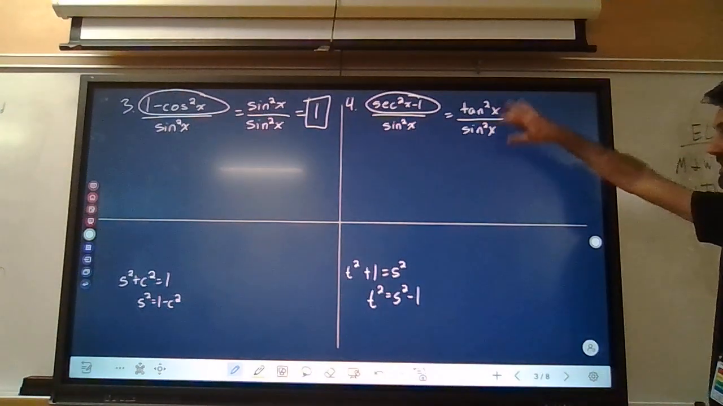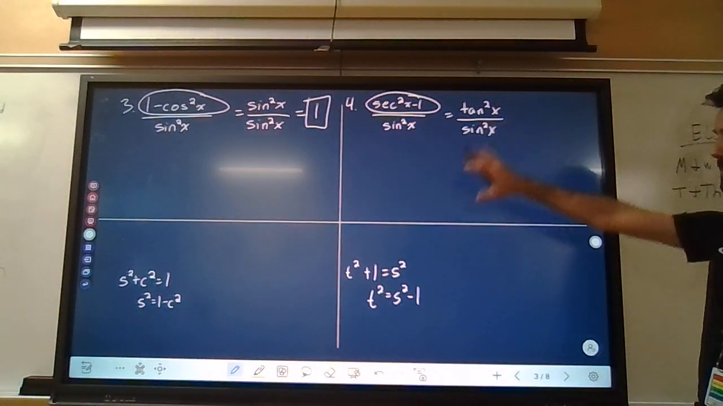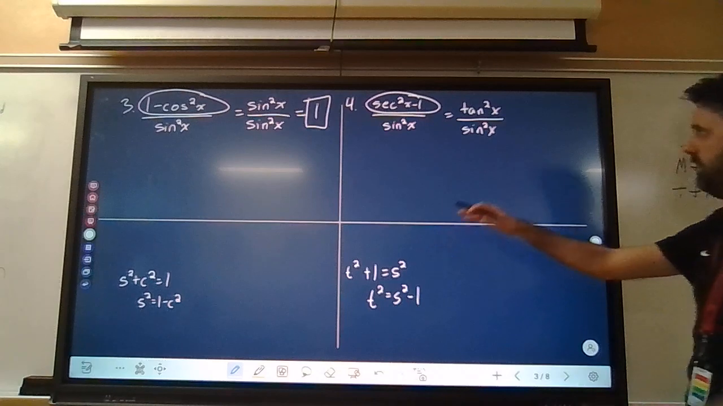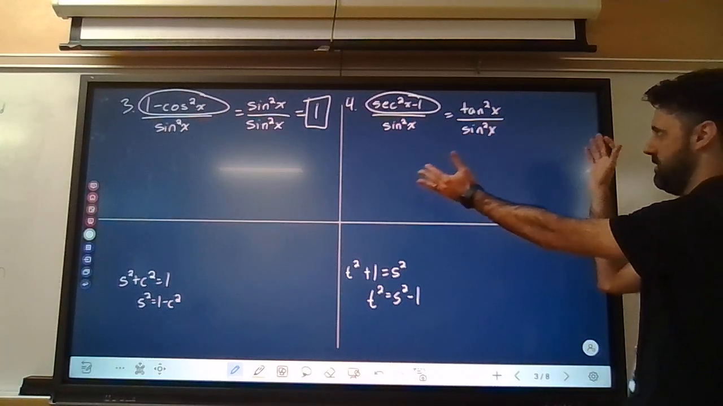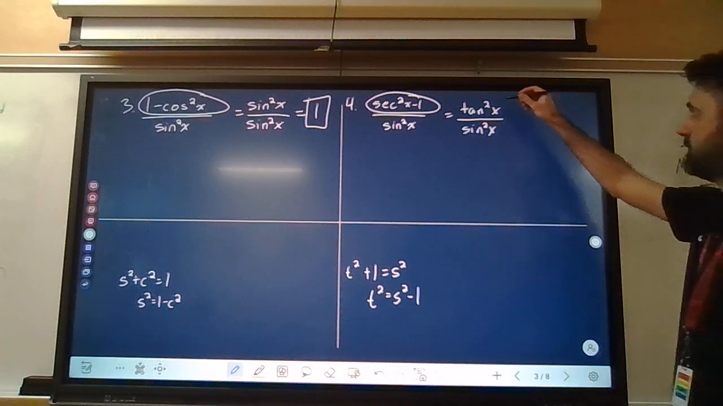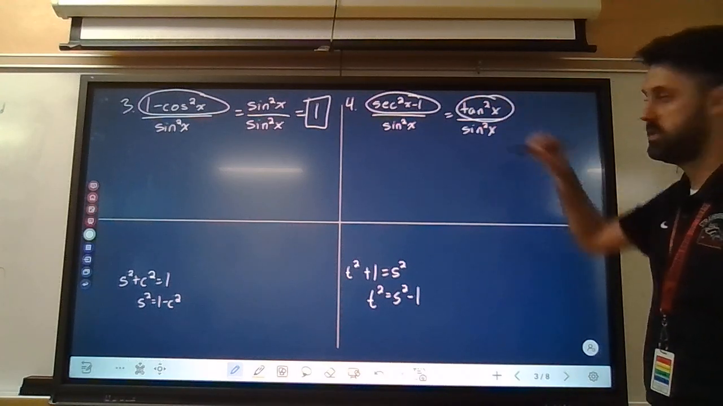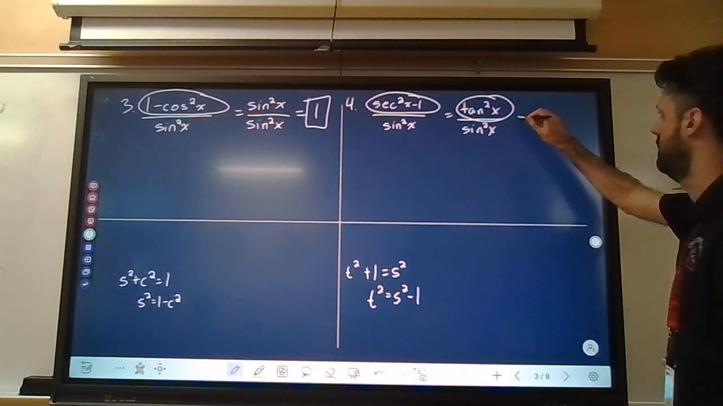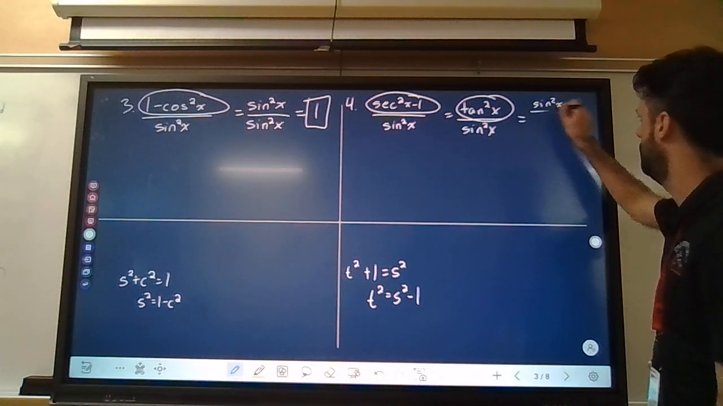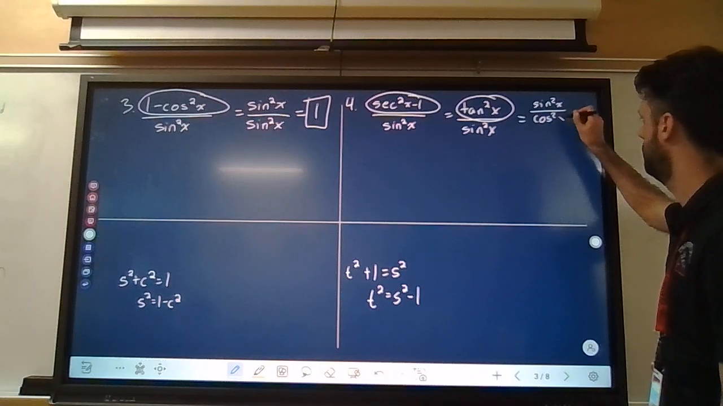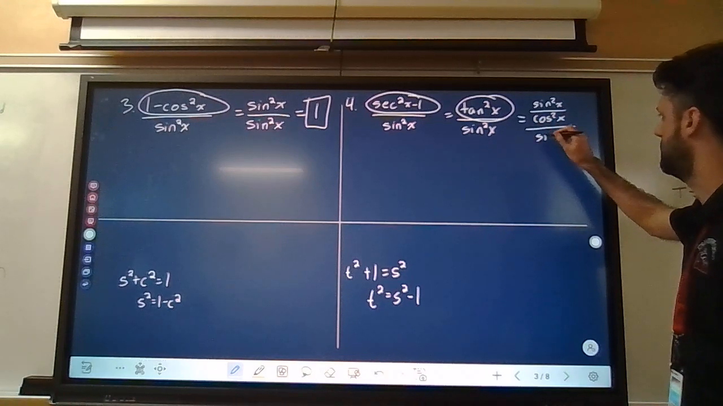Now, we can simplify more, but I don't want to use any more Pythagorean identities because it's going to give us more terms. We want fewer terms. I'm not going to expand these out here. What we're going to do instead is rewrite the top again, but in terms of sine and cosine. So rewrite tangent as sine squared of x over cosine squared of x. All that's going to be over sine squared of x.